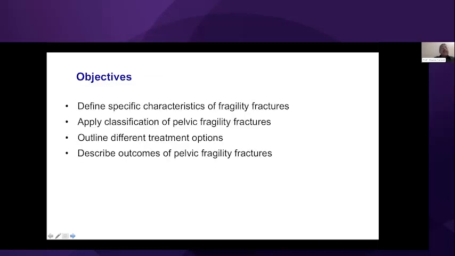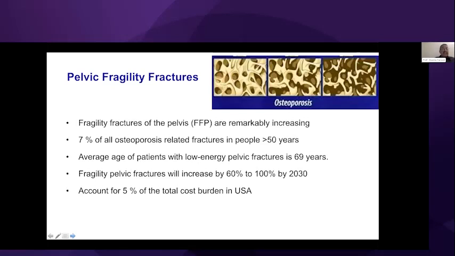So we are going to define the specific characteristics of fragility fractures of the pelvis, and we will ask ourselves, do we need to have a classification of pelvic fragility fractures, and how can we apply this classification? We are going to outline the different treatment options and describe the outcomes expected after pelvic fragility fractures.